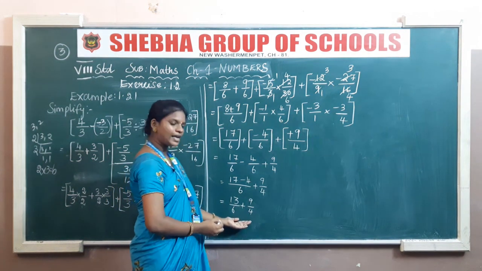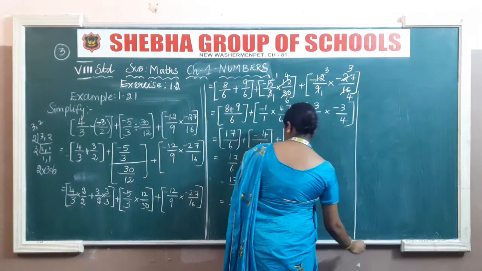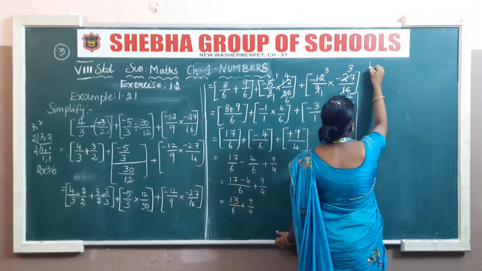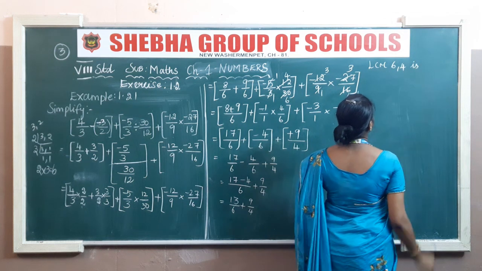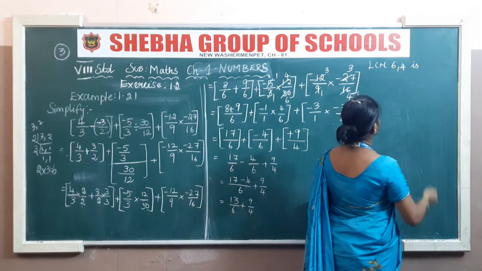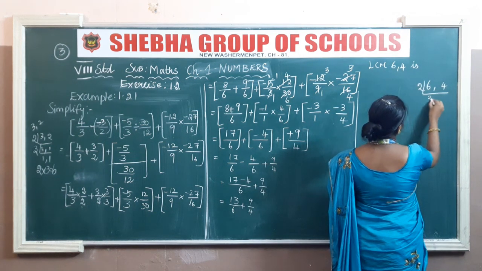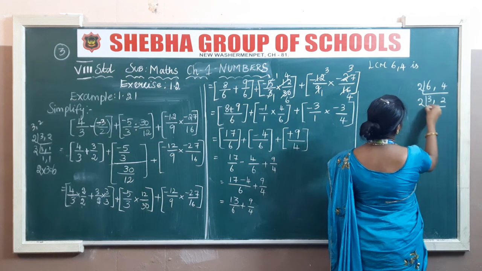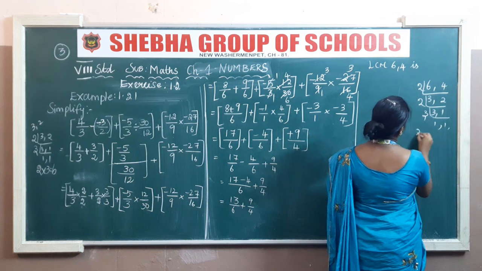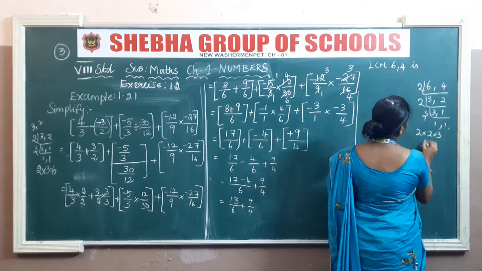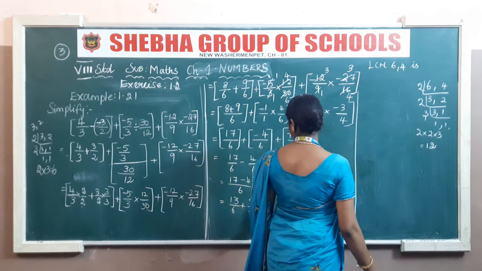Next, we have to take the LCM of 6 and 4. In the 2 table, 2 3s are, 2 2s are; 2 tables, 3 2 1s are, then 3 1 1. So 2 into 3, 2 2s are 4, 4 3s are 12. So the LCM is 12. So we have to take the LCM.